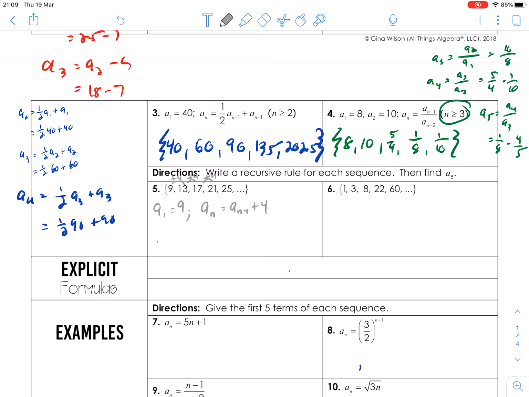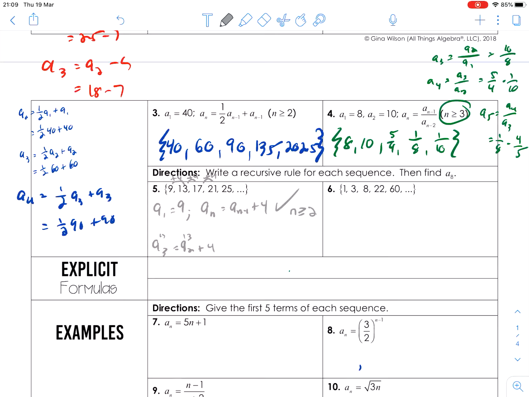Right? So say, for example, we had a sub 3, which we know is 17. It would be the previous term, a sub 2, plus 4. And we know a sub 2 is 13. So there we go. But we got to write our n being greater than or equal to 2. We can't have it being done with our first term because we don't have a previous term before that. You need the previous terms to be able to determine the next. That's the point.